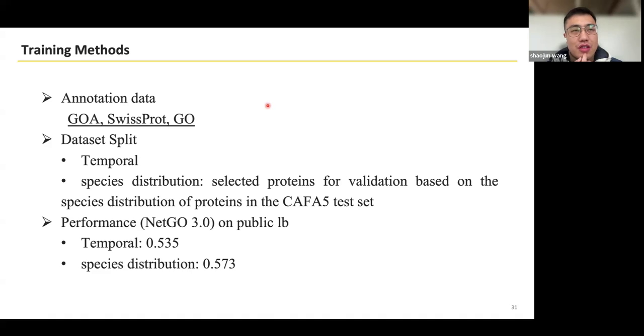We just use it for training, and we believe that in this way you can find the functional information from this experimentally validated literature data. So when testing, if test proteins have some related literature data, we believe that the trained model can help us find the relevant functional information for these test proteins.